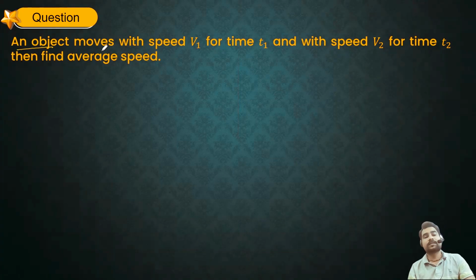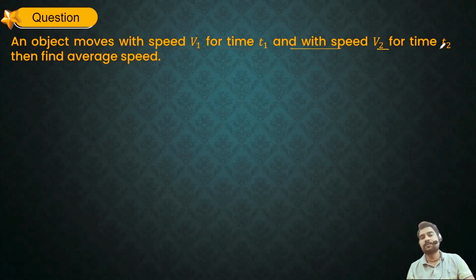So here the question is saying an object moves with speed v1 for time t1 and with speed v2 for time t2. Then find average speed. Okay. So there is an object which covers a certain distance with speed v1 and time taken is given to me as t1. So let's say there is an object which covers distance, let's say A to B, and speed is v1, time is t1.